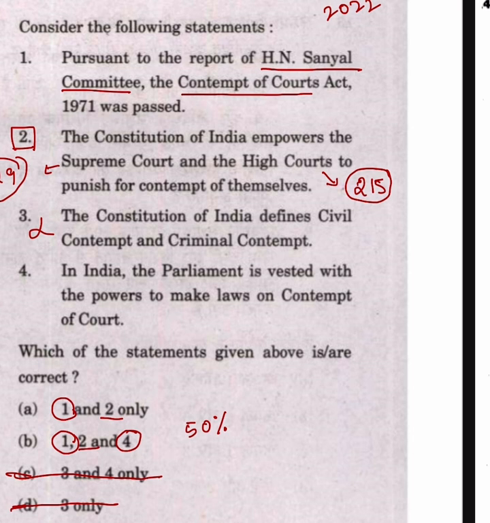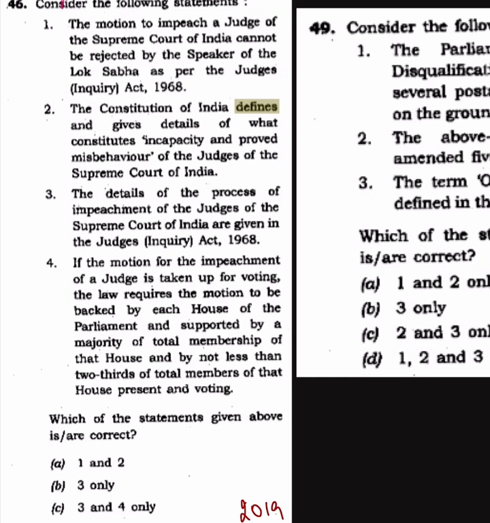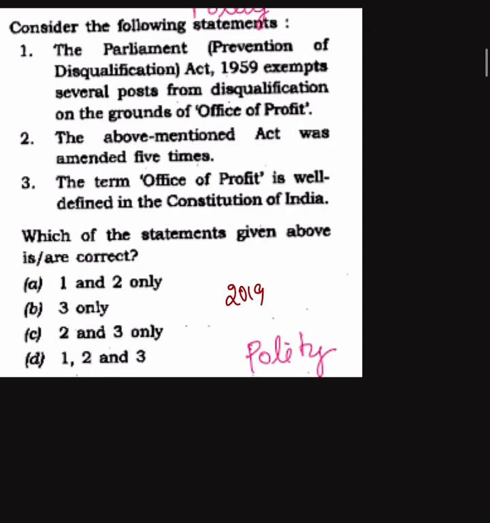Constitution of India defines civil contempt and criminal contempt. Once again, our constitution knowledge comes to our rescue. UPSC has often asked this kind of statement. If we see in previous years also, for example, Constitution of India defines and gives detail of what constitutes incapacity and proved misbehavior of judges. This statement is wrong. Another example: the term office of profit is well defined in the Constitution of India. This statement is also wrong.